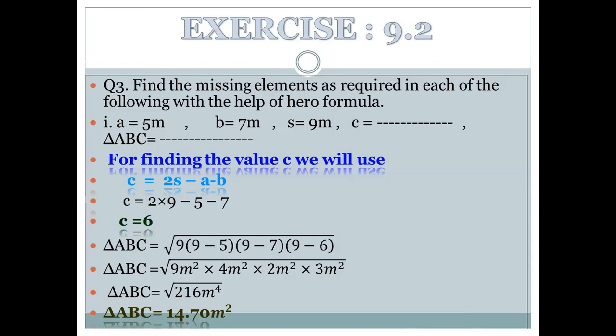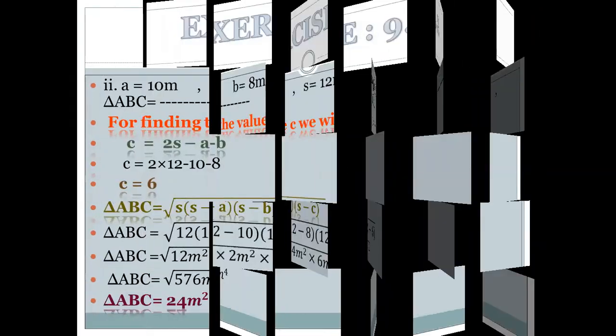As A and B are already given, you will only put the values in the formula and you will get the value of C, which becomes 6 meter. Now we calculate the area of the triangle: S into S minus A, S minus B, S minus C. All the values are already given, A, B and S. Only we calculate C. The value of C becomes 6. When we put the values in the formula, the area of the triangular region becomes 14.70 meters square.